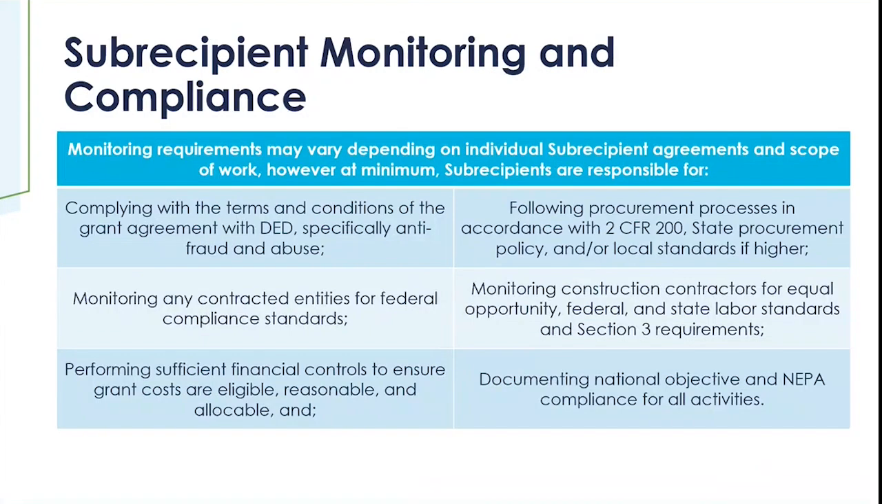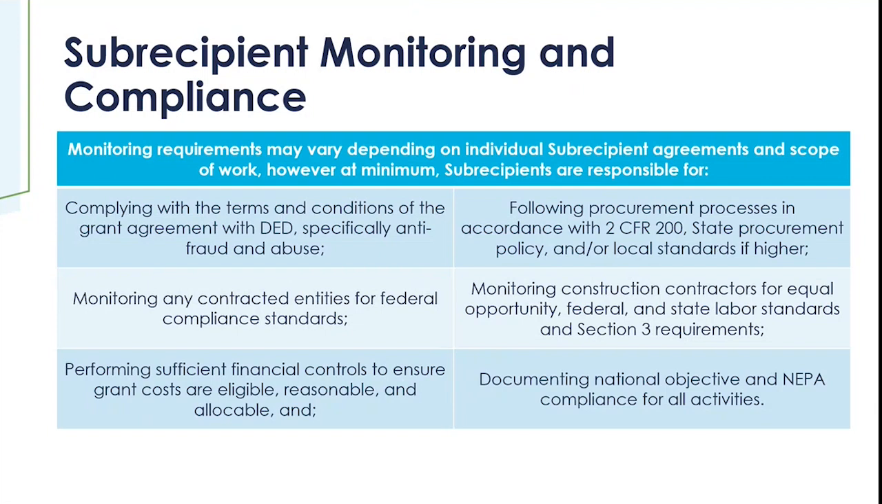Also, as we mentioned during the risk assessment slide, the level of monitoring may vary depending on the individual subrecipient agreement and the scope of work. But at a minimum, there are certain requirements that the subrecipients are responsible for. Some of this was discussed during the subrecipient responsibility section, but to touch on a few: following all procurement guidelines and processes, which relate to requirements outlined in 2 CFR, as well as state procurement policies.